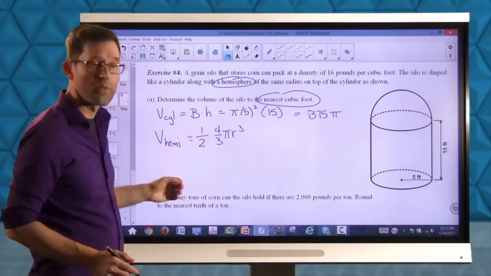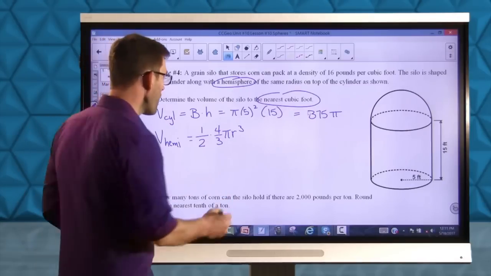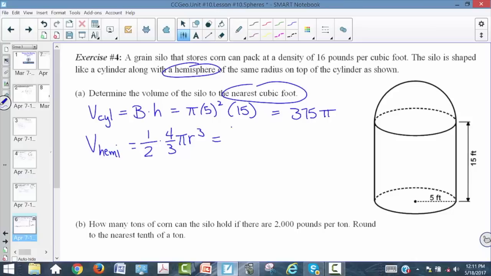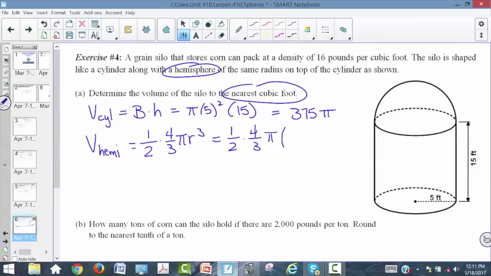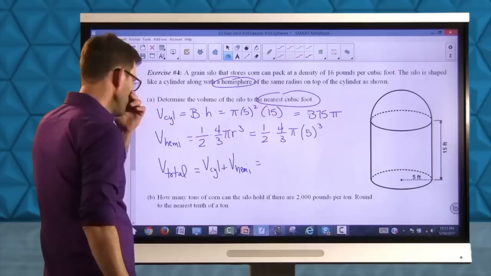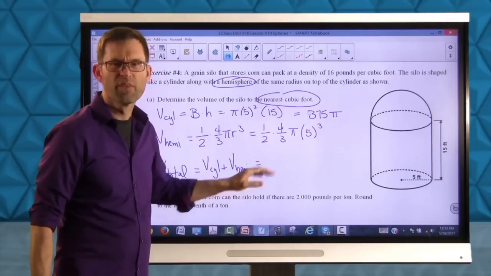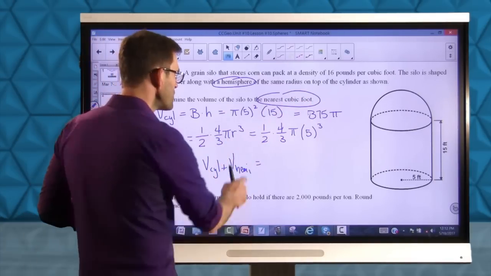Now you could, of course, play around with that. Half of 4/3 is 2/3 if you wanted to do that, or you could just leave it as 1/2 times 4/3 pi, and then the radius is the same as the radius of this, 5. Oh boy, that's kind of getting ugly. But the volume overall, let's call it the volume total, will be the volume of the cylinder plus the volume of the hemisphere. So we still need that volume of the hemisphere. I say that we figure it out now.